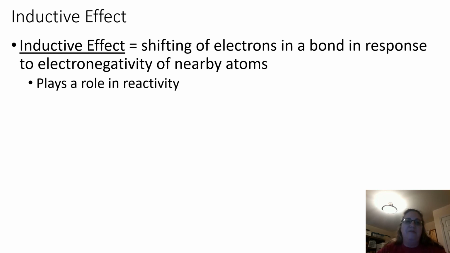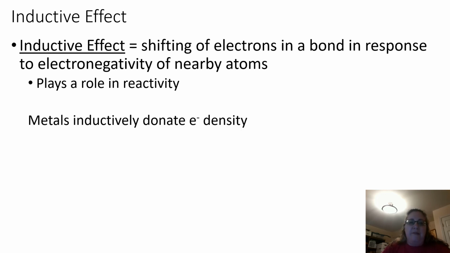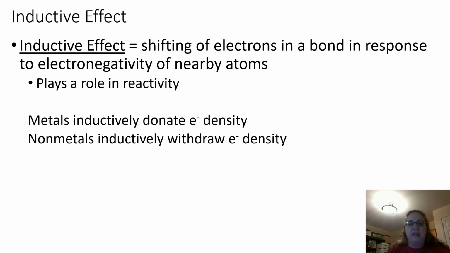So we want to be able to define the inductive effect and look for it within molecules because it will help us predict reactivity as we continue on this semester. What we're going to see is that metals inductively donate electron density. Remember, metals are very low in terms of their electronegativity, so they tend to inductively donate electron density when they are found in a molecule, meaning they'll push electron density onto other atoms. Non-metals, especially things like fluorine, oxygen, and nitrogen, which are highly electronegative, will inductively withdraw electron density, meaning they're going to pull electron density from other atoms because of their electronegativity.